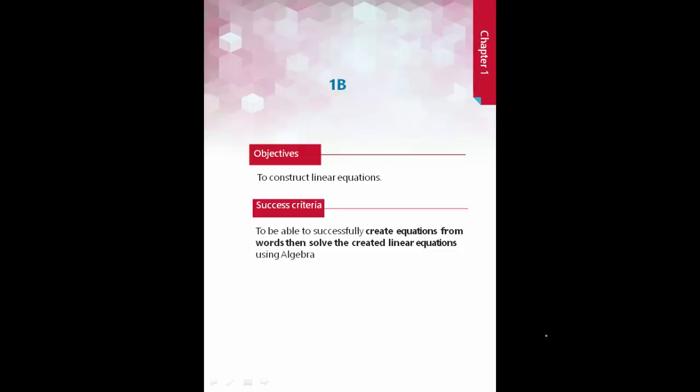So you'll be given worded problems. From the words you have to deduce and come up with the equation and then solve them. Let's have a look at some examples.